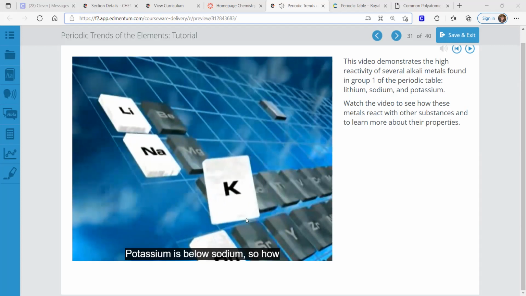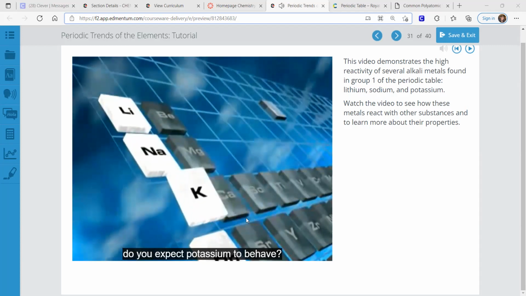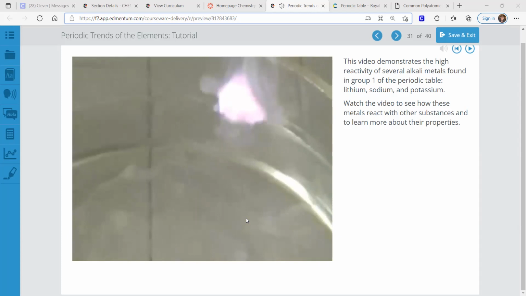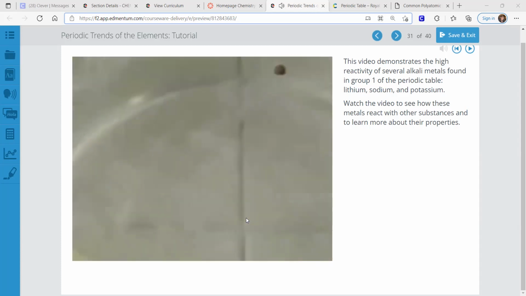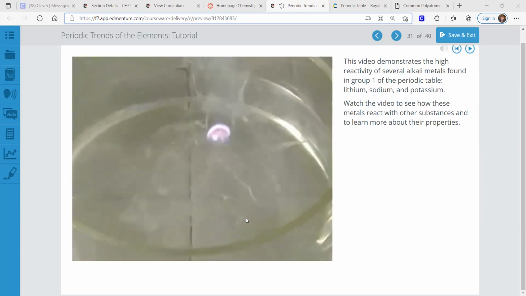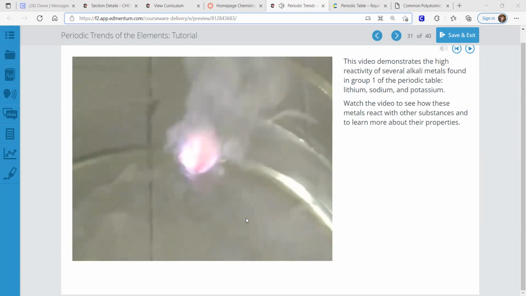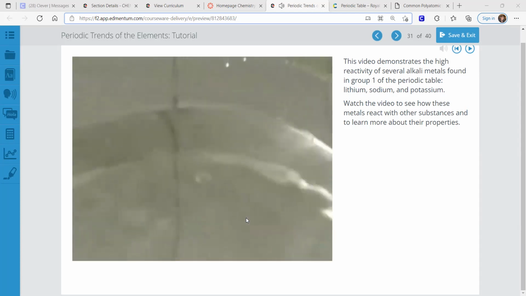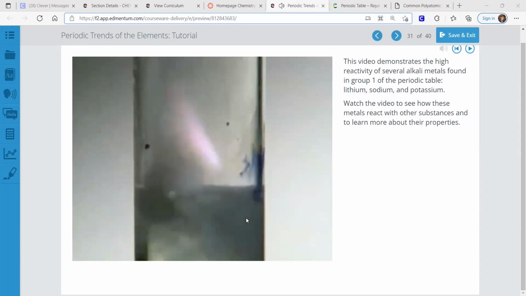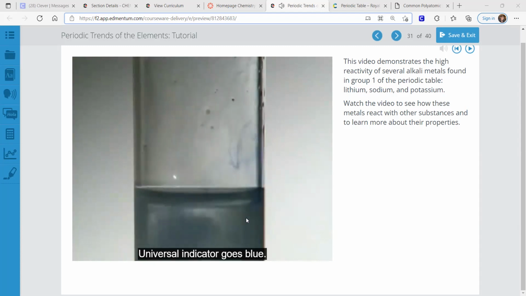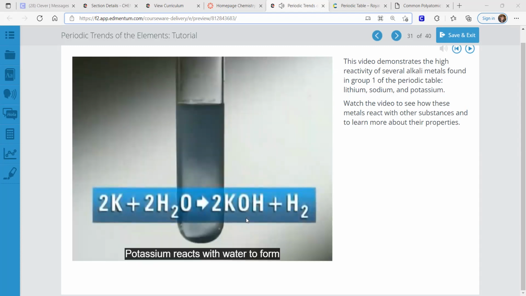Potassium is below sodium. So how do you expect potassium to behave? Potassium is definitely more reactive than sodium and lithium. It reacts immediately, and the hydrogen produced ignites on its own. Universal indicator goes blue. Potassium reacts with water to form potassium hydroxide and hydrogen.